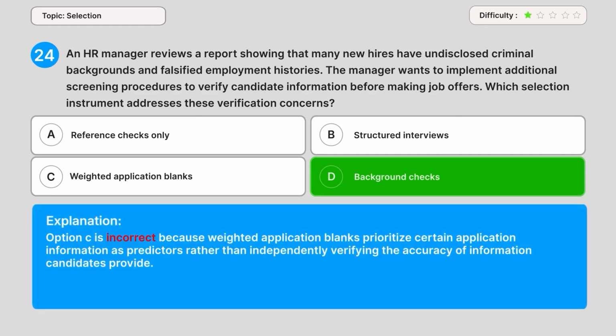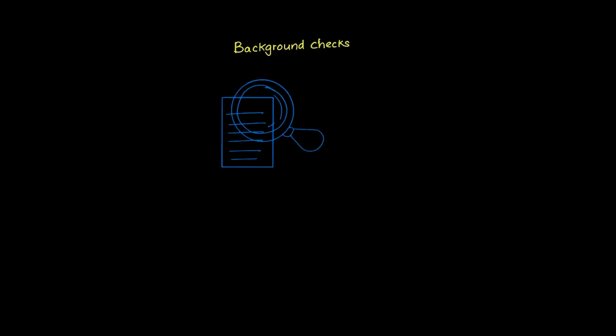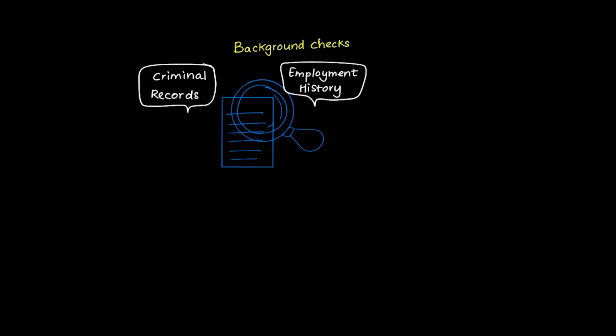Option C is incorrect because weighted application blanks prioritize certain application information as predictors rather than independently verifying the accuracy of information candidates provide. When you need to verify that candidates aren't lying about criminal history or employment records, you need background checks. Background checks independently verify information: criminal records, employment history, credit history, education credentials.